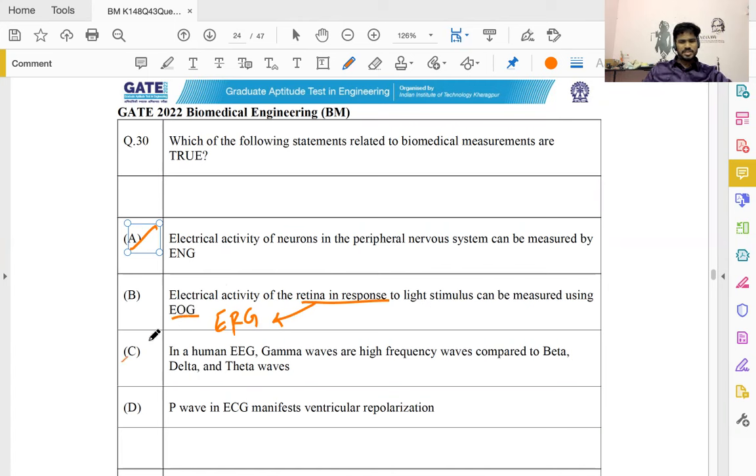Gamma, I suppose, has the highest frequency. P is actually atrial depolarization. We all know that, so this is incorrect. A and D. So again, the key there, I suppose, is correct.